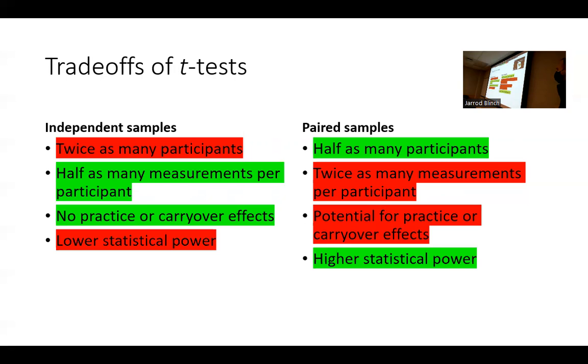And finally, another key point here is that you have higher statistical power with paired sample t-test and lower statistical power with independent samples. We like higher statistical power, but we need to consider if there's a huge cost for carryover effects that maybe we need to bail out and say, well, we're going to go with lower statistical power because of the middle two dimensions.